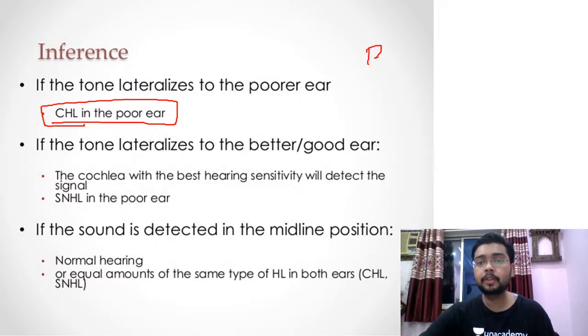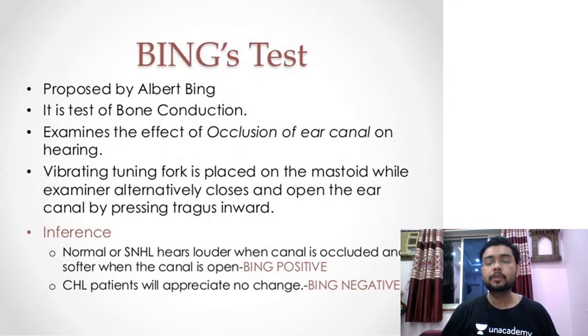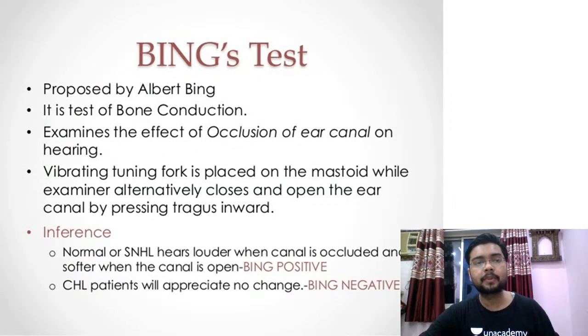So there is one mnemonic by which I used to remember it, that is called BUS. So in sensorineural hearing loss, Weber will be lateralized to the better ear. So you can always use some imagination, some mnemonics, so as not to get confused in the examination.